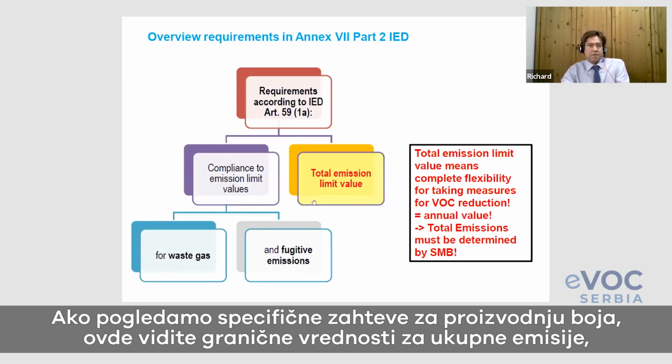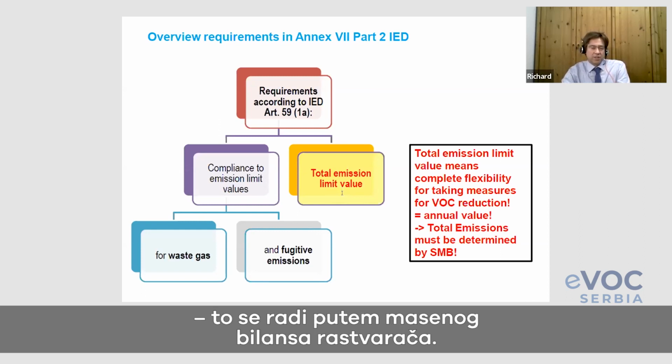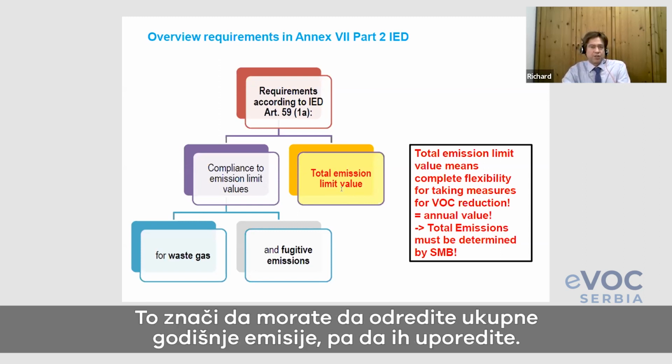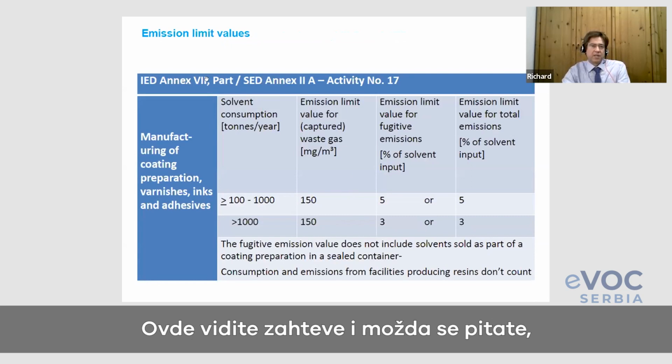So now it's clear. Now we look at the specific requirements for the manufacturing of paints. Here you see the total emission limit value. And now you may ask me how we can check the compliance. You can do it by using the solvent mass balance. That means you must determine the total annual emissions, and so you can compare it. So here you see now the requirements.